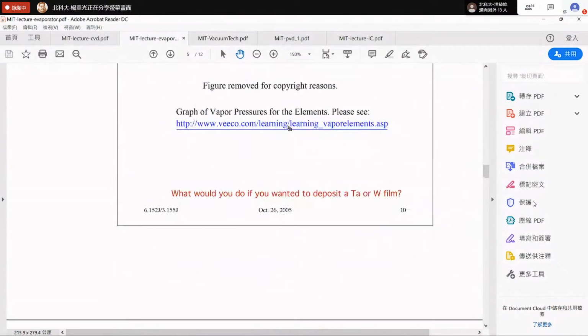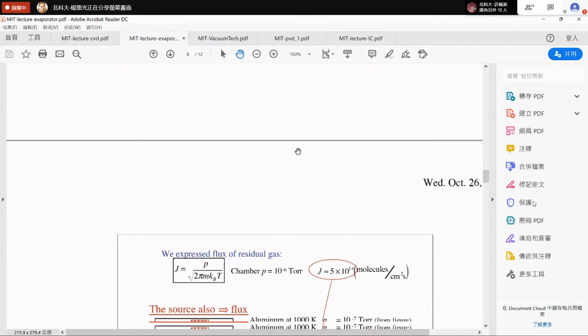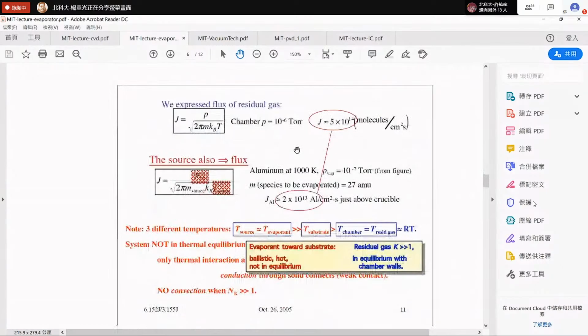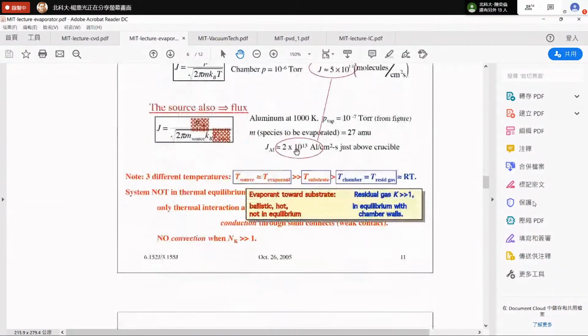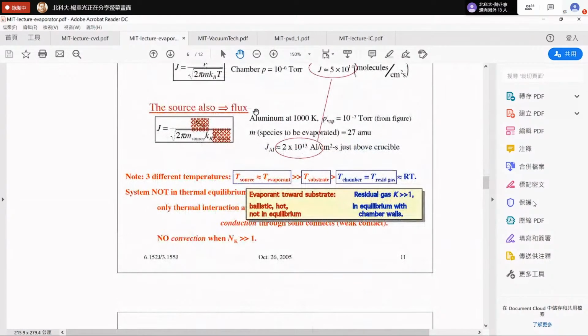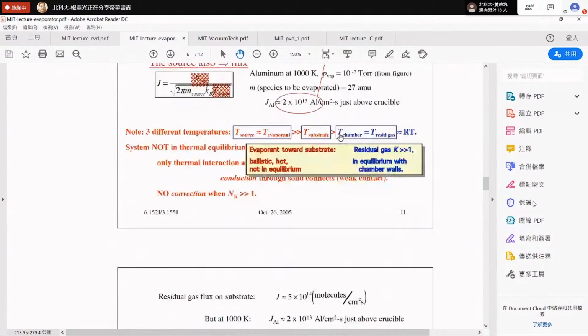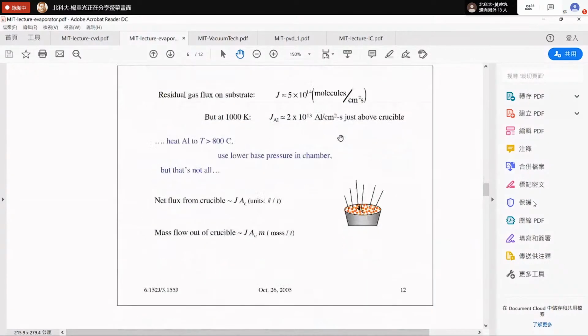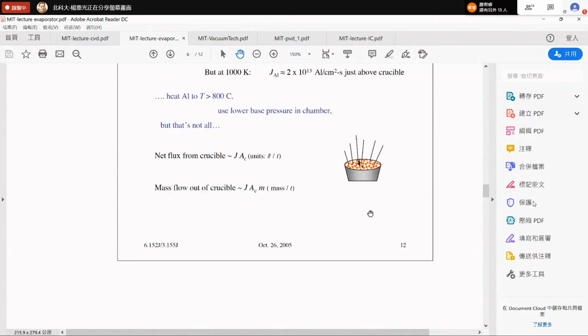After that you can go to the link and find it. We will talk about the source and how it becomes a flux. Okay, next week. I just give you a rough idea, and so this is a crucible, and this is the target that we want to evaporate.